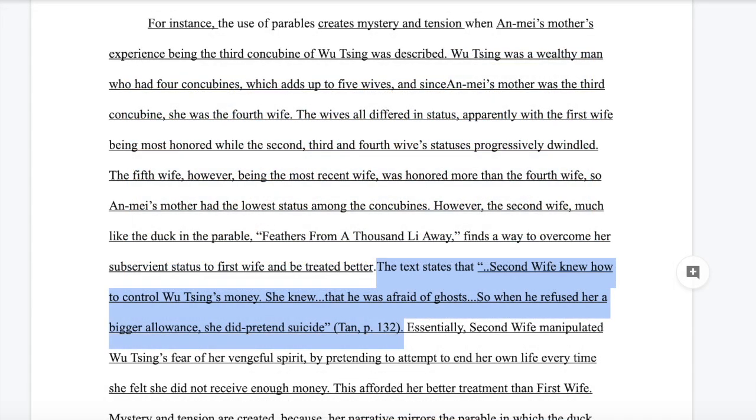In the next sentence, how do I address any of the skills that are typically practiced when writing a body paragraph? Well, I include a quote to further develop my answer. This particular quote is one that I assert parallels the details from the parable, Feathers from 1,000 Li Away.